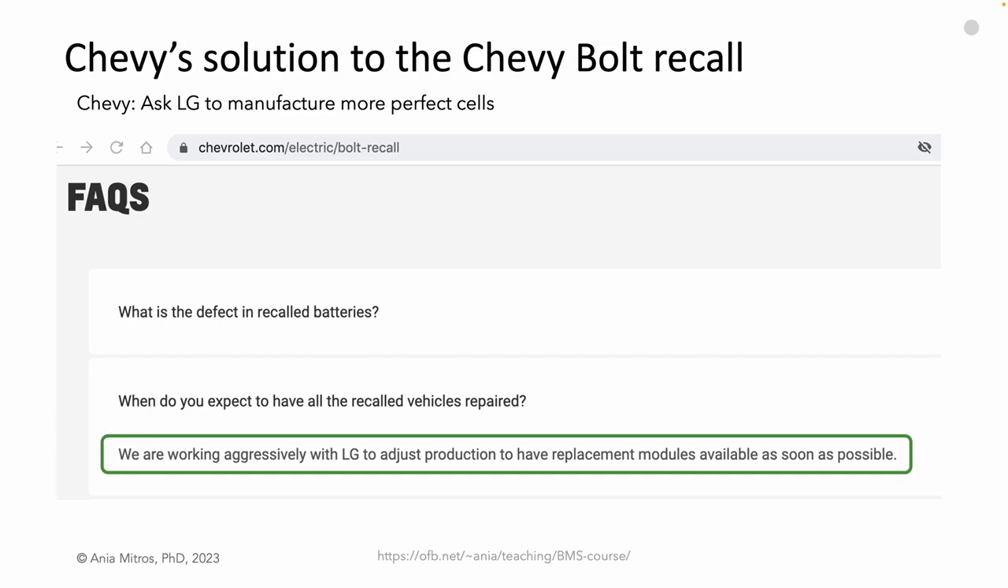Chevy's solution to the recall is to, quote, work aggressively with LG, their cell supplier, to adjust production to have replacement modules available as soon as possible. Chevy seems to expect that LG can manufacture cells well enough that internal defects can be mitigated by excellence in manufacturing.